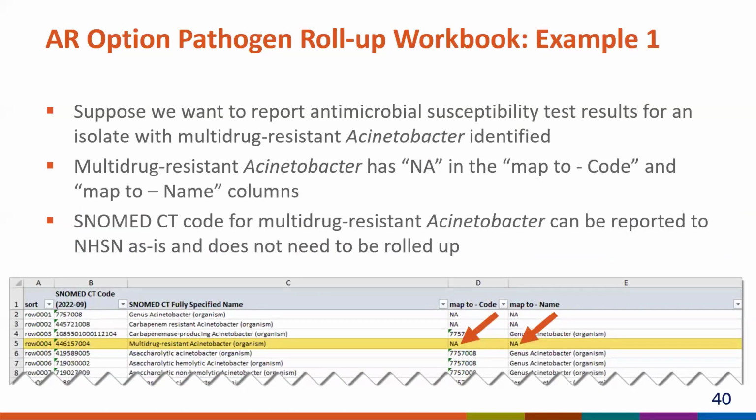So let's work through some examples with the pathogen roll-up workbook, because I know it can be a little bit confusing. So suppose we want to report antimicrobial susceptibility test results for an isolate with multi-drug resistant Acinetobacter identified. Multi-drug resistant Acinetobacter has NA in the MAP2 code and MAP2 name columns in the pathogen roll-up workbook. So that means that the SNOMED CT code for multi-drug resistant Acinetobacter can be reported to NHSN as is and does not need to be rolled up.